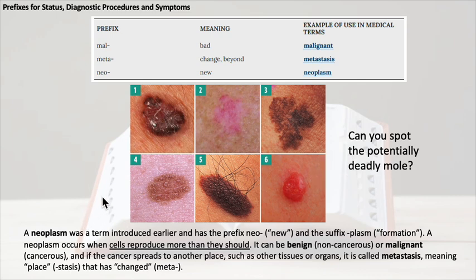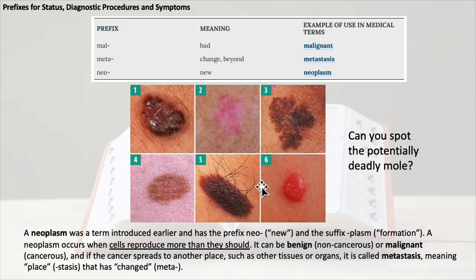So a neoplasm is a term having the prefix, again, neo meaning new, plasm meaning formation. So when cells reproduce more than they should, we form a growth, a new formation. And as we saw with our cancer unit, growths can be benign or they can be malignant. And again, benign meaning non-cancerous. If the cancer spreads to another place, such as other tissues or organs, then this process is called metastasis, meaning place, stasis, that has changed, meta.